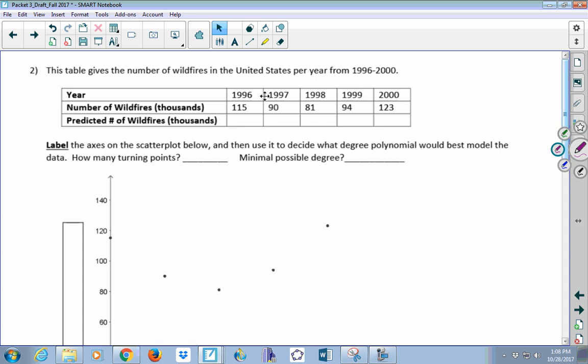So the table below gives the number of wildfires each year. So we have 1996 up through 2000 for every year. And the number of wildfires here, the unit is thousands. So when you see 90, that means 90,000 wildfires. And what we're going to put into this table is some predicted number of wildfires based on our model.